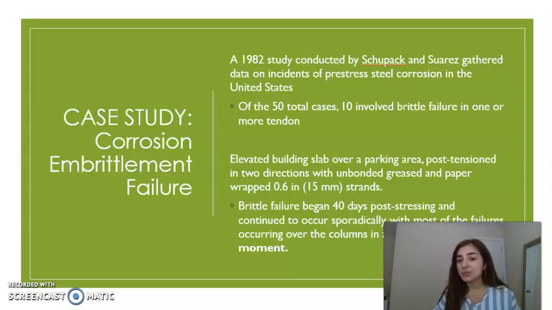A 1982 study looked at all cases related to prestressed steel corrosion in the United States. Of these 50 total cases, 10 of them involved brittle failure in one or more steel tendons. Looking at one of these cases, we have an elevated building slab over a parking area. This was a lightweight concrete slab supported by columns, which were then supported by concrete pile foundations. The strands were unbonded, greased, and paper wrapped, which we'll discuss why that was important later. Brittle failure began 40 days post-tensioning and continued sporadically, mostly in the areas of highest negative moment over the concrete columns.